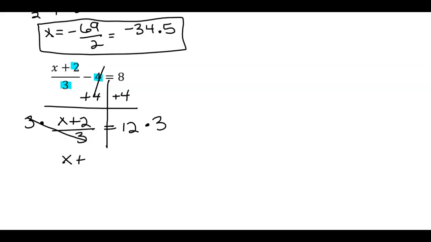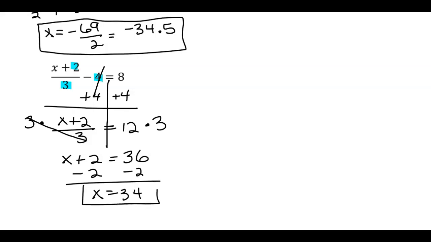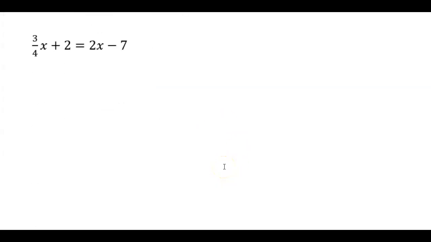So now I have x plus 2 is equal to, what is that? I said 26, but it's 36. And now to get rid of a plus 2, I minus 2. So x is 34, okay? So that one's not that bad, but again, you got to move that 4 first. Okay. All right, the last one, this is where it gets a little harder, but I still think it's doable.